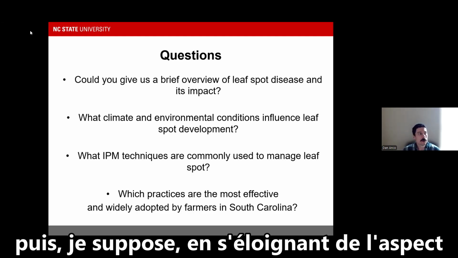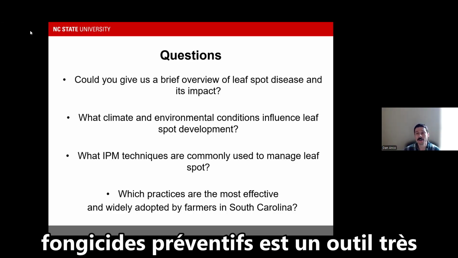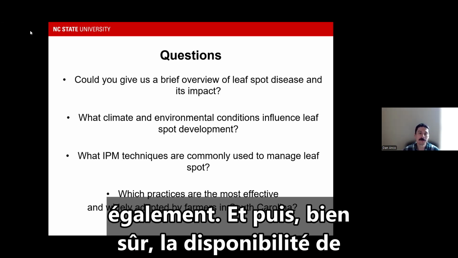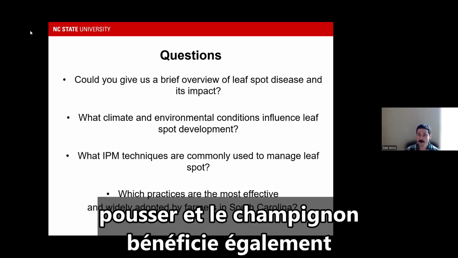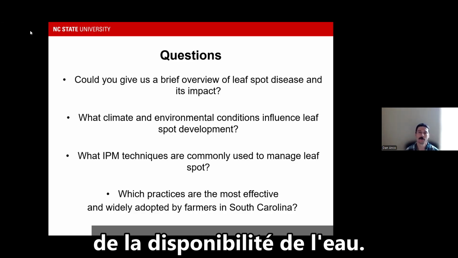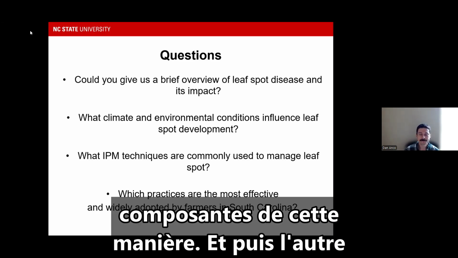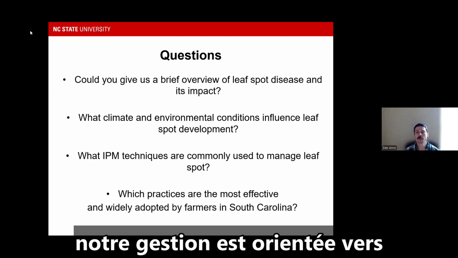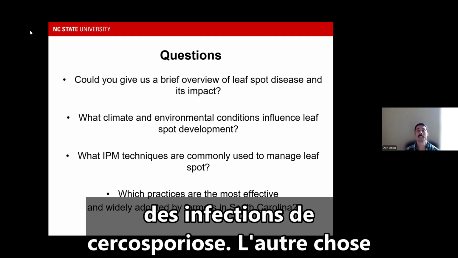And then I guess going away from the cultural aspect, the targeted use of preventative fungicides is a very important tool for our commercial producers in the South Carolina area as well. And then, of course, availability of water. It's a double-edged sword right there. The crop needs water in order to grow, and the fungus also benefits from the availability of water. So overhead irrigation affects both of those components that way. And then the other thing that we can do too, a lot of our management is geared towards prevention and limiting the development of leaf spot infections.